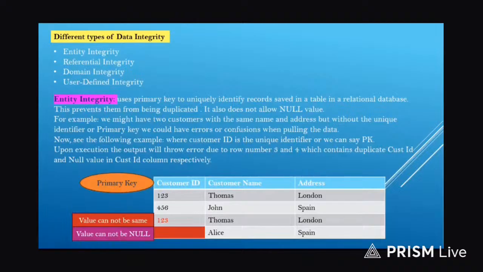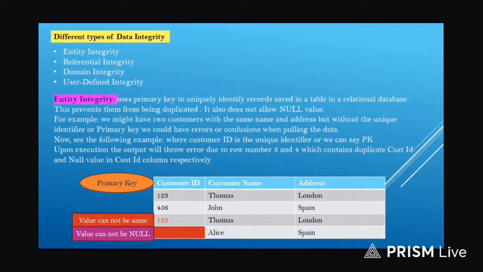Different types of data integrity: entity, referential, domain, and user defined integrity. Entity integrity uses a primary key to uniquely identify records saved in a table in a relational database. This prevents them from being duplicated. It also does not allow null values. For example, we might have two customers with the same name and address, but without the unique identifier or primary key, we could have error or confusion when pulling the data.